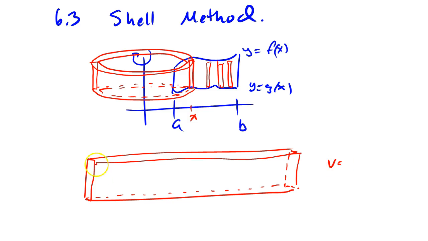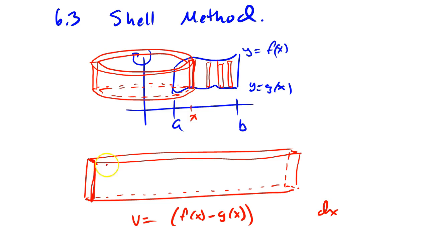Well, the height is the height up here. That's the distance between the top and the bottom. So there's a height of f of x. I'm going to need more room, so I'm going to write it down here. We got the volume is f of x minus g of x. The thickness is just a little dx. In fact, I'm going to write that last.